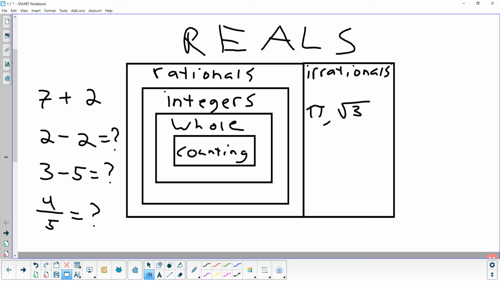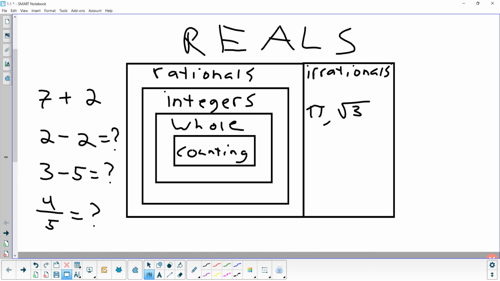But pi is a number that you can't write as a fraction. And if you take all the numbers that you can and cannot write as fractions, that's called the real number system. And those are the numbers that we're going to stick with through chapter 1. There are numbers beyond the real number system. We study those in algebra 2. Those are your imaginary numbers. But we're not going to get into those right now.